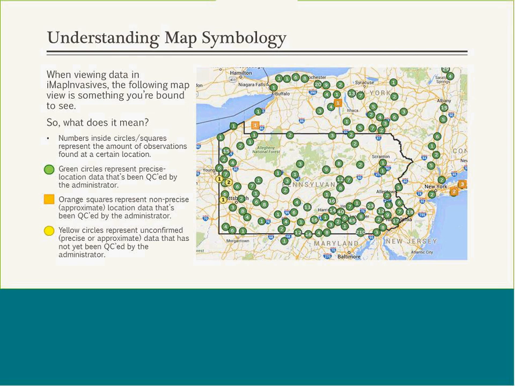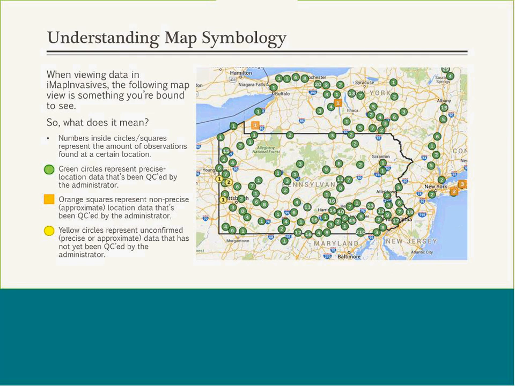You'll see a few orange squares on the map. This is also observation data that's been QC'd by the administrator. The only thing that's different is that this information represents locations that are not precise. So it's essentially approximate to something else. For example, it could be approximate to a county, a water body, or a municipality. Essentially, it's not at a precise location like the green circles, which represent specific GPS coordinates.